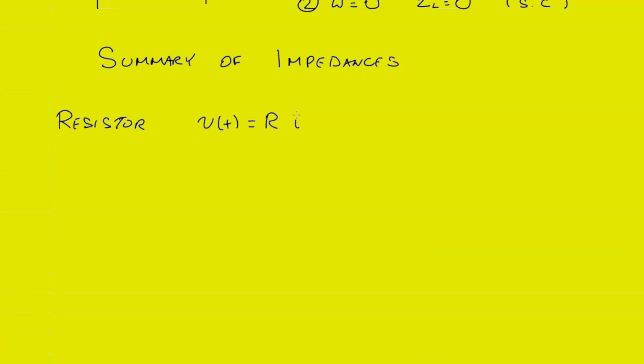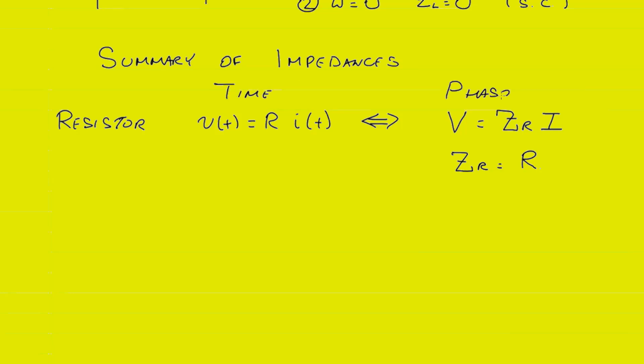To summarize our findings, let's put them all together in a table. We started out with the resistor, where v of t was simply given by R times i of t. But in the phasor domain, we found that the phasor voltage, which we'll represent as uppercase V, will be given by the impedance of the resistor times the phasor current, where ZR was simply equal to R. So here's our time domain, and here's our phasor domain.